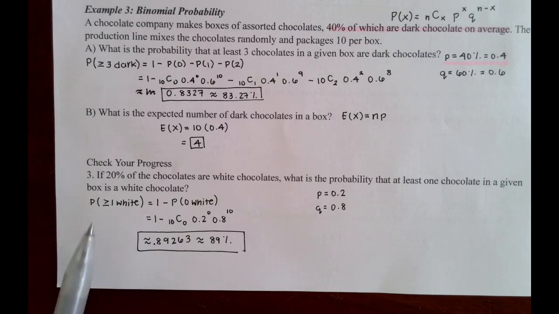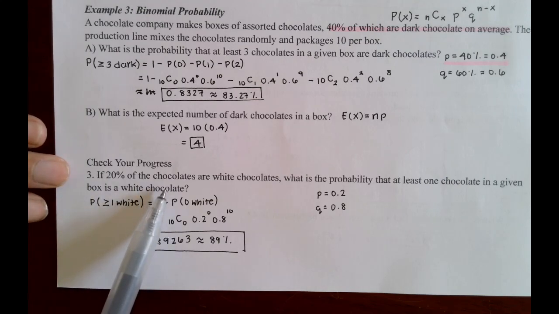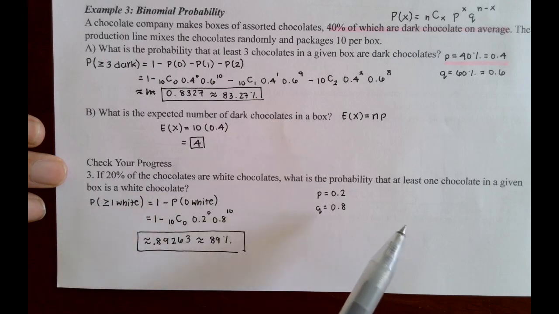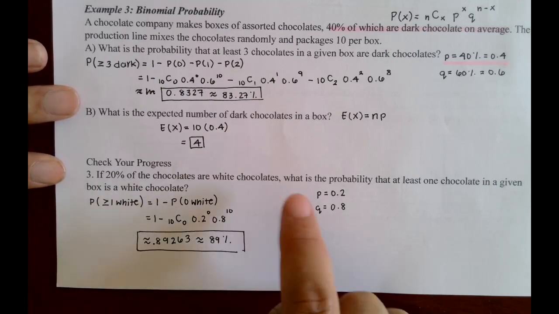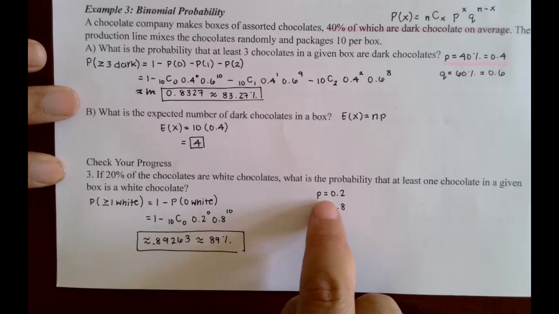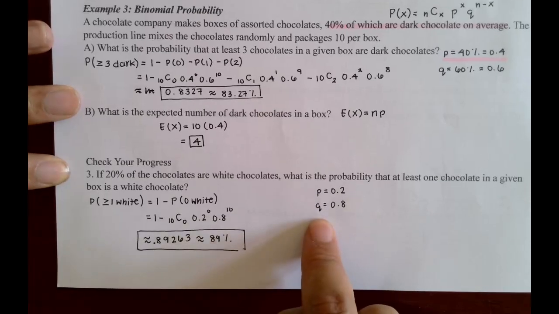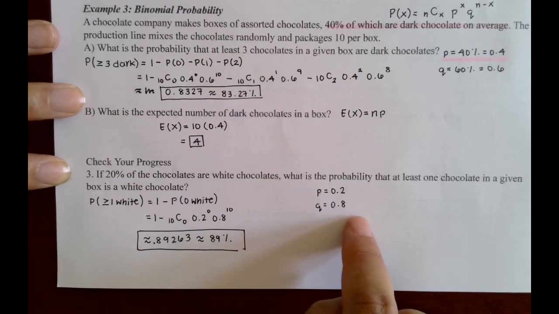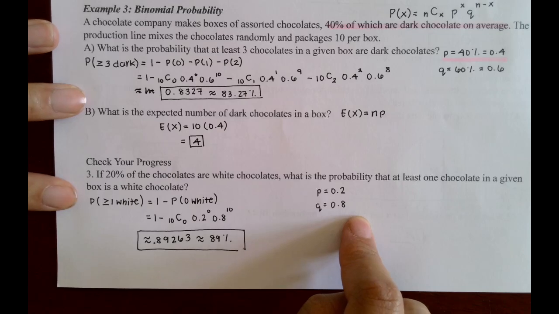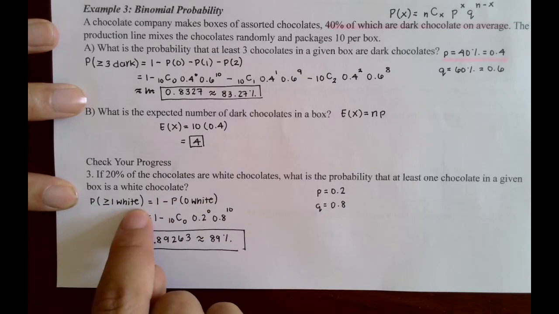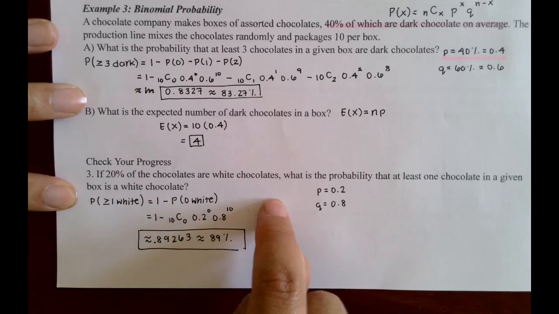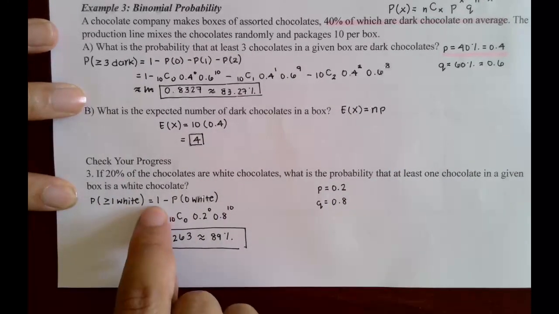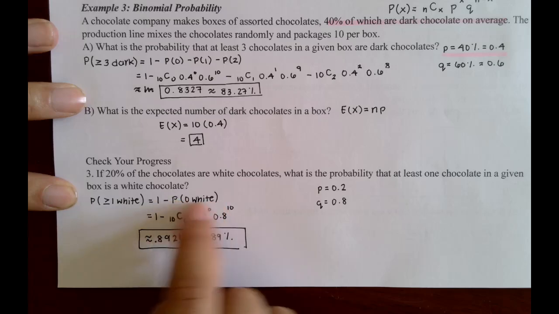If 20% of the chocolates are white chocolates, what is the probability that at least one chocolate in a given box is a white chocolate? The probability of success would be 0.2, and the probability of failure would be 0.8. If we want at least one chocolate to be white, instead of doing the probability of 1 white, 2 white, 3 white, 4 white, it's just easier to do 100% minus the probability of 0 whites.